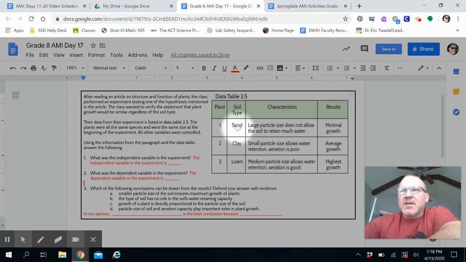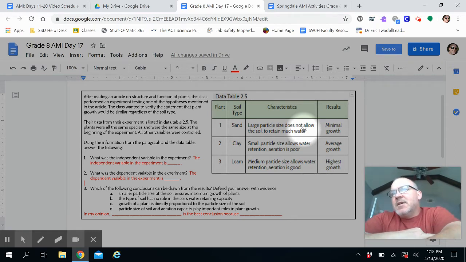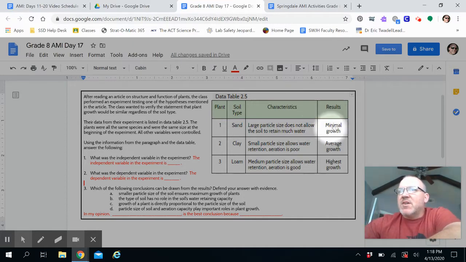So we chose sand in the first setup. It looks like the sand has large particle size and does not allow the soil to retain much water. So in other words, the sand doesn't hold the water in place, and the water quickly leaves that soil type. Okay, notice the results: the plant had minimal growth, possibly because the soil didn't retain much water, and so the plant didn't have enough water.